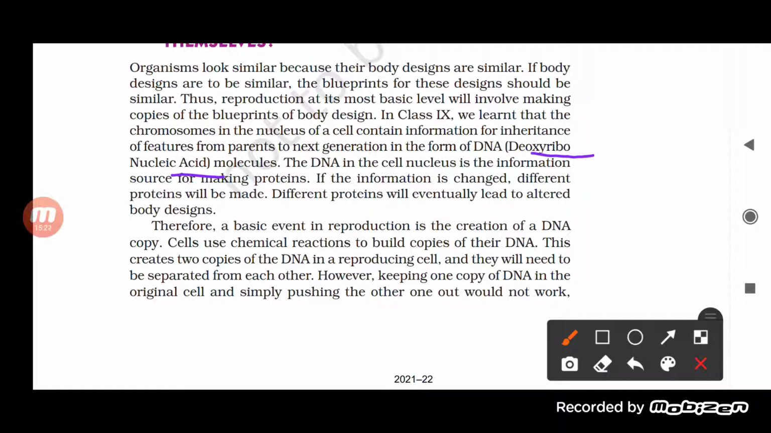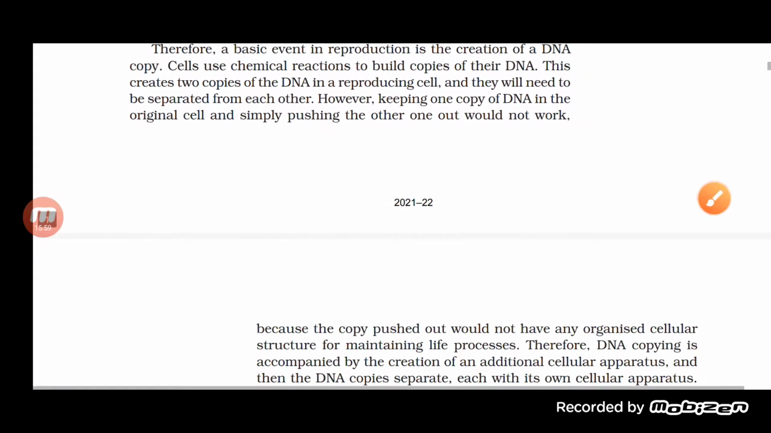Okay, and these two copies of DNA in the reproducing cell will need to separate from each other. However, keeping one copy of the DNA in the original cell and simply pushing the other one out would not work. So out of the two copies in the reproducing cell, they get separated from each other, and one copy stays in the original cell and the other one is pushed into the reproducing cell.